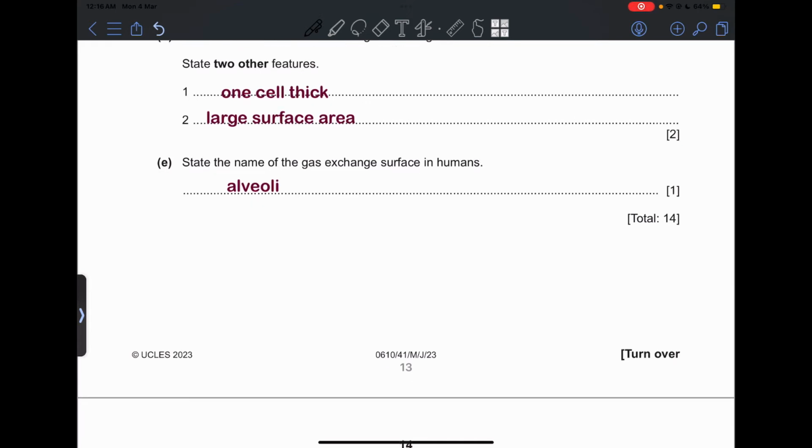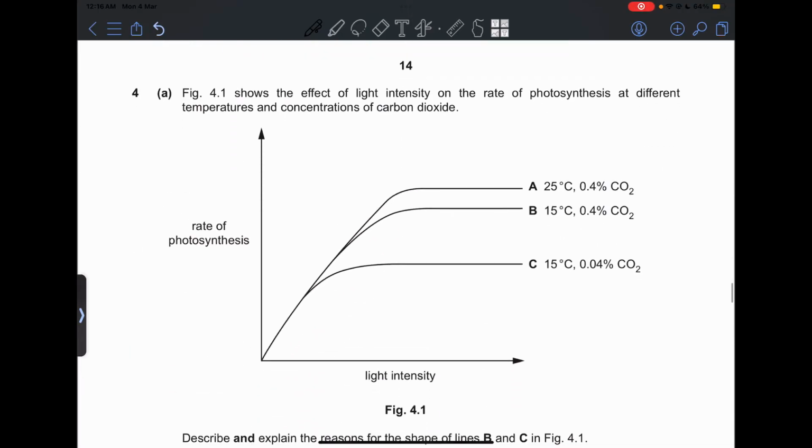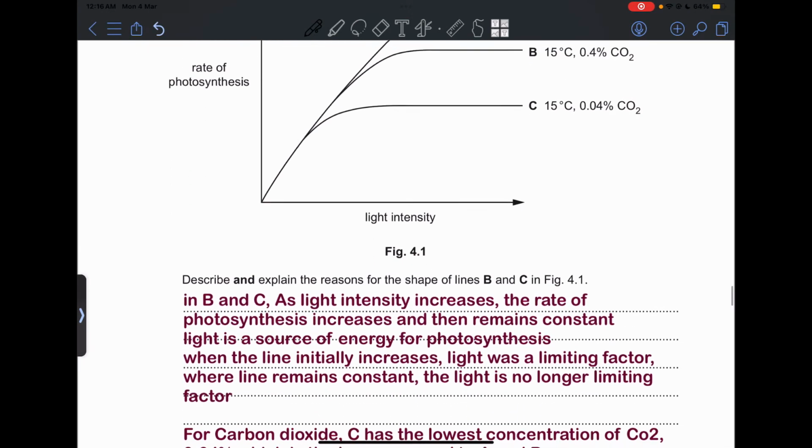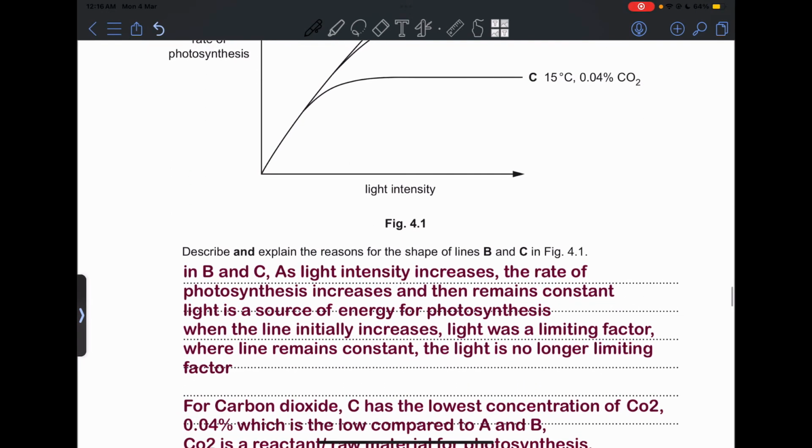State the name of the gas exchange surface in humans. This is the alveoli in our lungs. 4a, figure 4.1 shows the effect of light intensity on the rate of photosynthesis at different temperatures and concentrations of carbon dioxide. Describe and explain the reasons for the shape of lines B and C in figure 4.1.